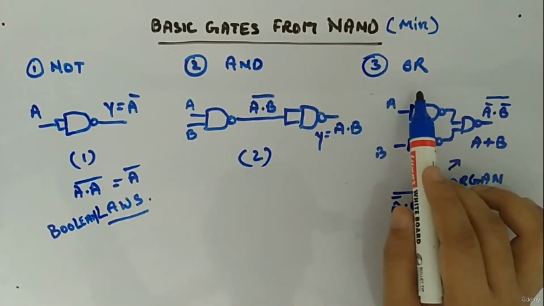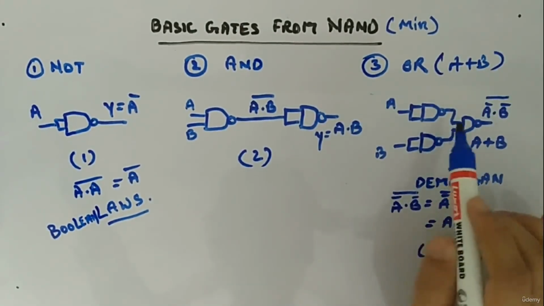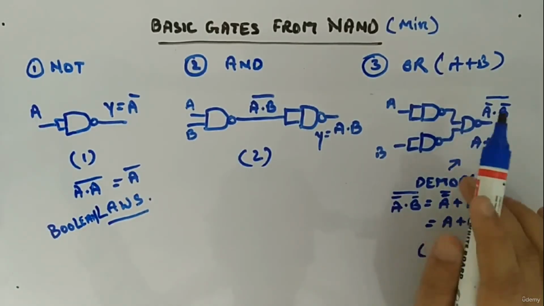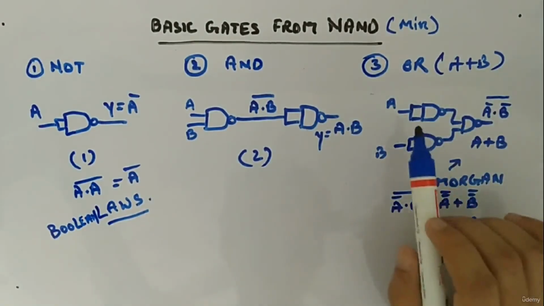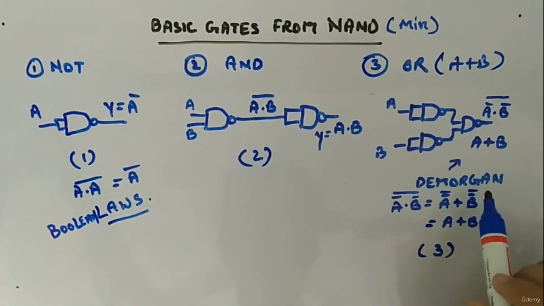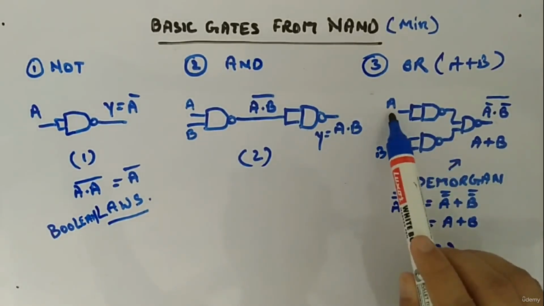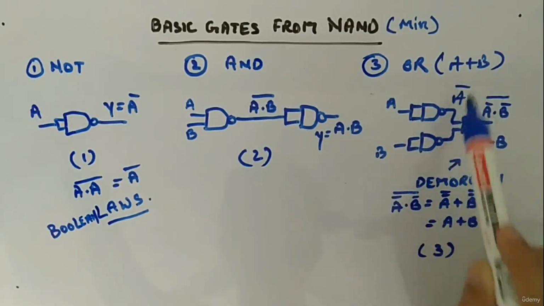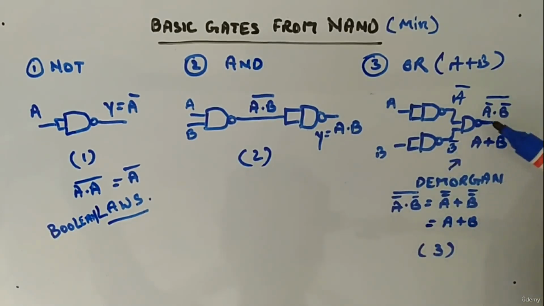Moving on to the third one, the OR gate. What we want is a plus b. Now we mold the expression of the NAND gate so that we get a plus b. What you can do is use De Morgan's law. Again, it is one of the Boolean laws, which I have told you before. Here a is given, so a bar will be there, and b bar will be there. Now the NAND gate makes a bar dot b bar whole bar, which is equivalent to a plus b because of De Morgan's law.